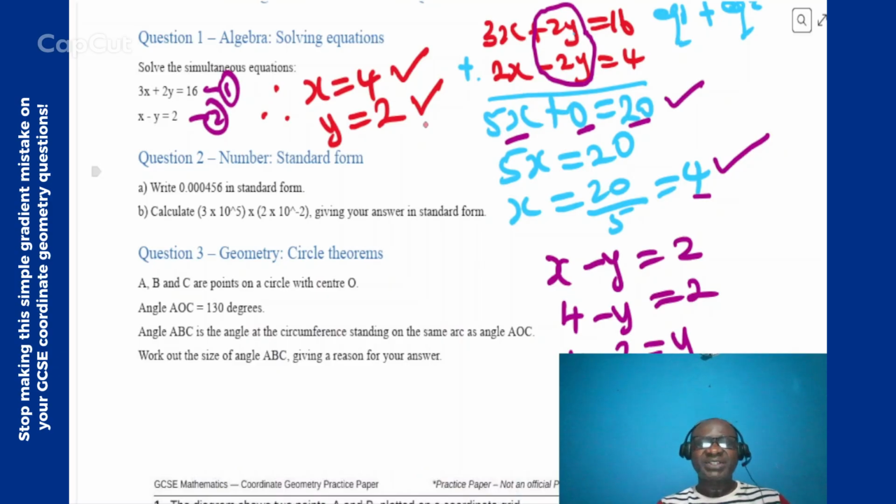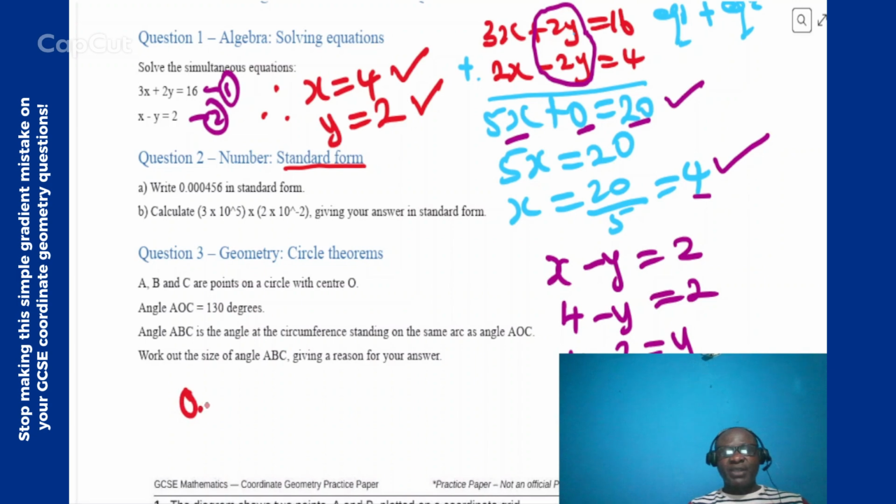what we were asked is a question in standard form. And what were we asked? Question A, to standardize the given number. It is in ordinary form, and we are asked to put it in standard form. How then do we do that? It's very easy.